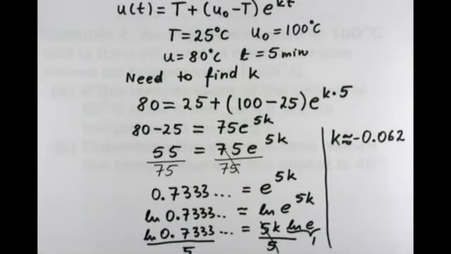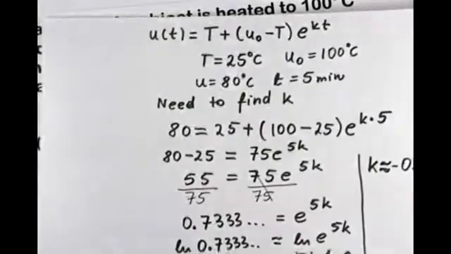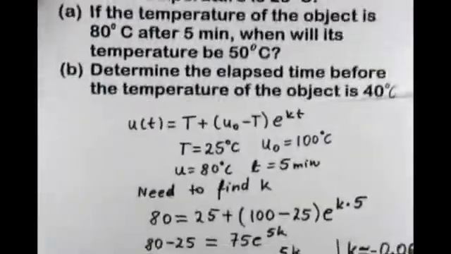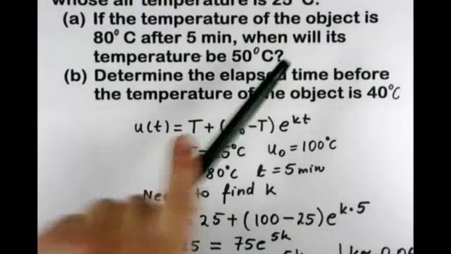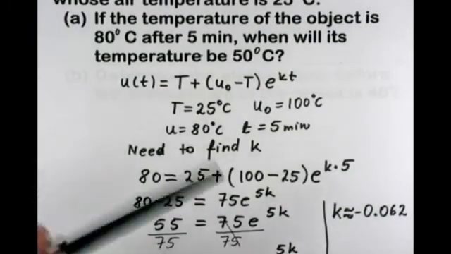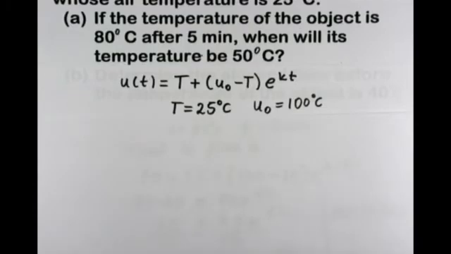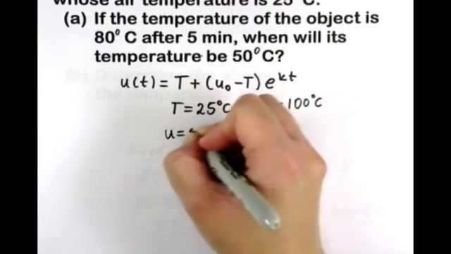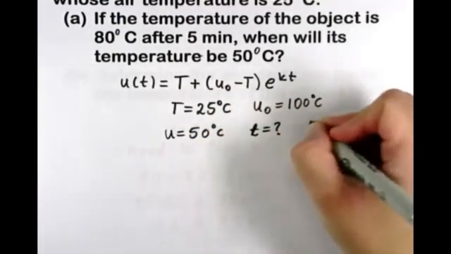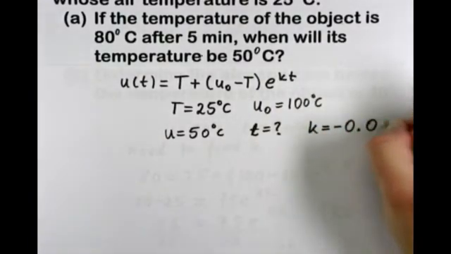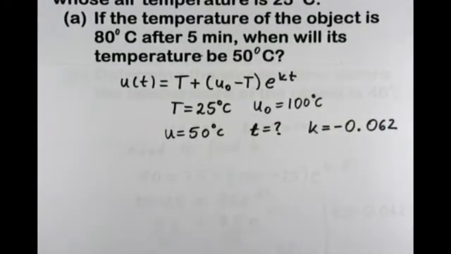Okay, and now once we have k, we can find when will its temperature be 50 degrees. So we need to find time t. Okay, so we have the same formula. We have the initial amount and the temperature of the room is the same. So now we are asking that when u is 50, what is my t? Using my k that we calculated, minus 0.062. Okay, so we can plug it in and find this.